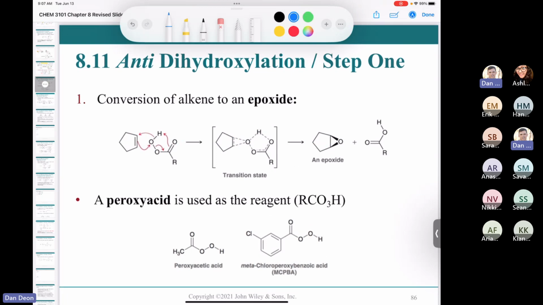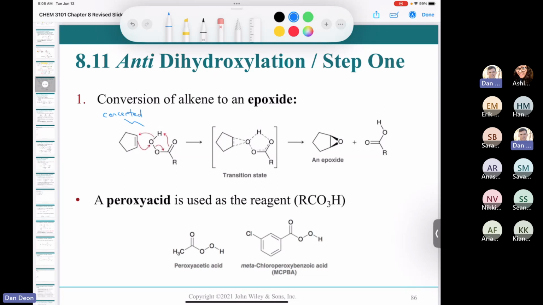Now, the first step, they show you a mechanism here, which is a completely concerted mechanism. All right, remember concerted just means all the steps happen at once. So this is a concerted mechanism. I will not ask you this mechanism for the formation of an epoxide, but you should know that step one, the treatment of the alkene with a peroxy acid gives you an epoxide.